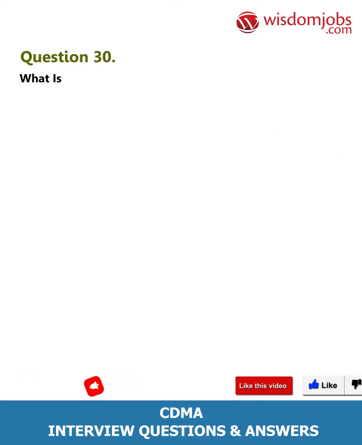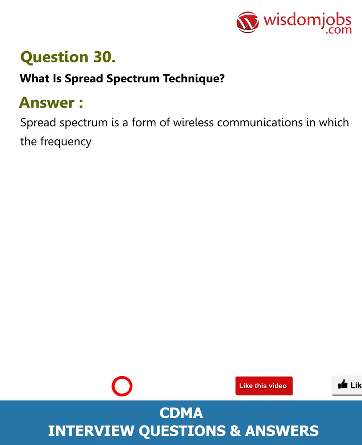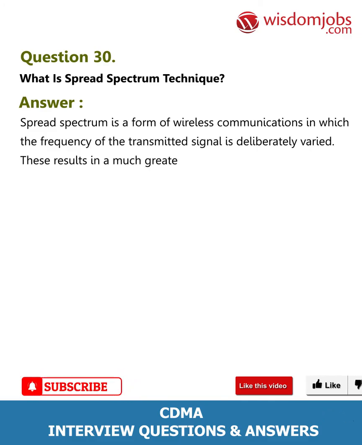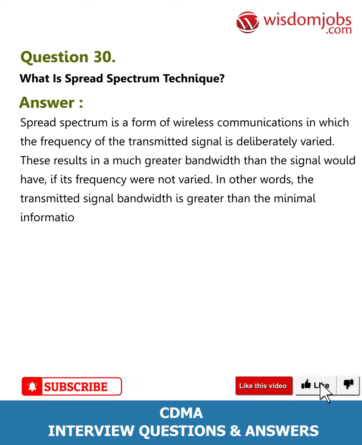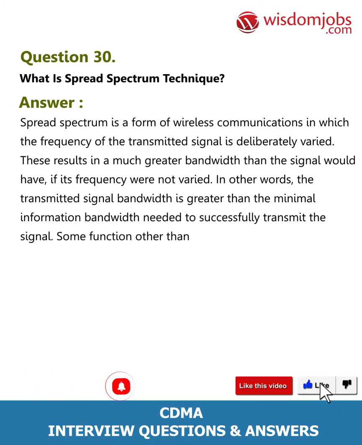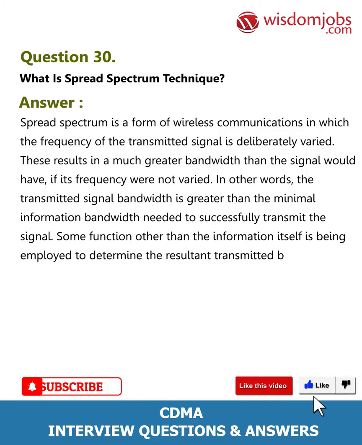Question 30. What is the spread spectrum technique? Answer. Spread spectrum is a form of wireless communications in which the frequency of the transmitted signal is deliberately varied. This results in a much greater bandwidth than the signal would have if its frequency were not varied. In other words, the transmitted signal bandwidth is greater than the minimal information bandwidth needed to successfully transmit the signal. Some function other than the information itself is being employed to determine the resultant transmitted bandwidth.